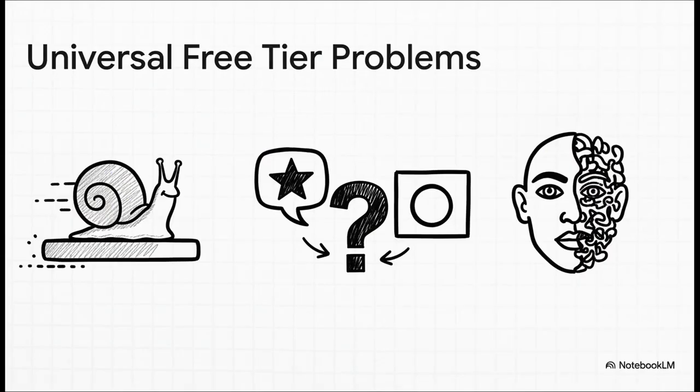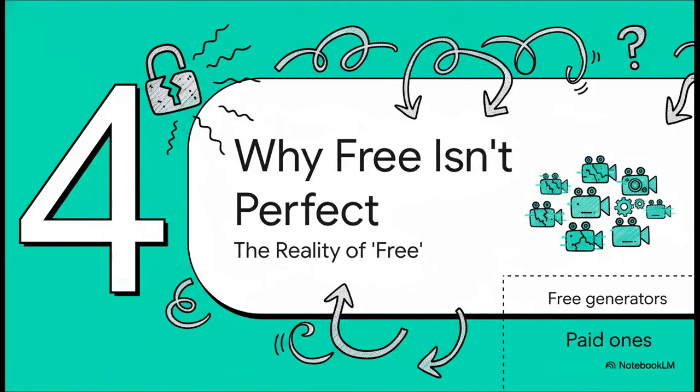Let's break it down. First, the wait times are just painful. You're at the absolute back of the line behind every single paying customer, so a little 5-second clip can take 5, sometimes even 10 minutes to generate. Second, getting the AI to actually listen to you is a constant battle. It'll just ignore parts of your prompt, forcing you to try again and again, which wastes so much time. And finally, there's the quality itself. You're getting the older, less powerful AI models, which means you're just going to see more weird morphing and less polish overall.